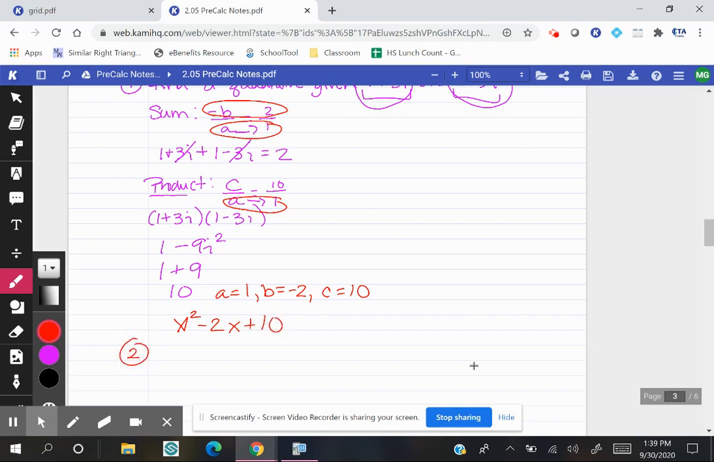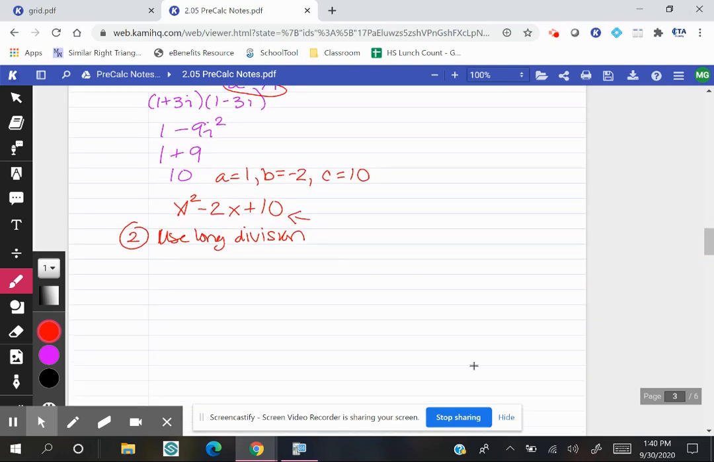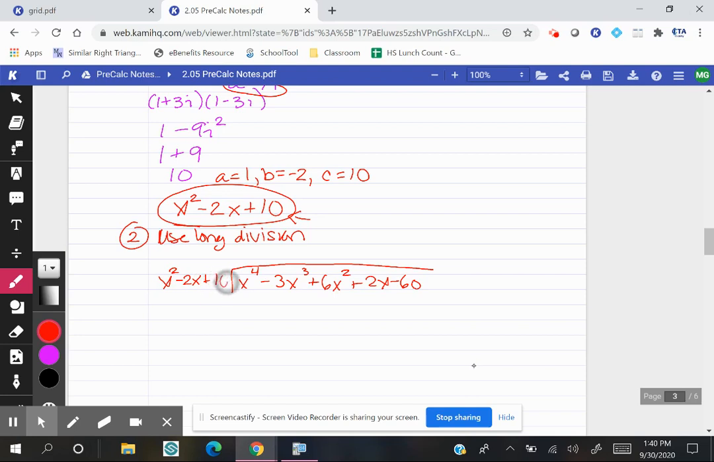Next step, I want to take this and divide using long division. And this right here will become your divisor. So let's write this out. We're going to take our original, which is x to the 4th minus 3x to the 3rd plus 6x squared plus 2x minus 60, and I'm dividing that by my new polynomial up here, x squared minus 2x plus 10.